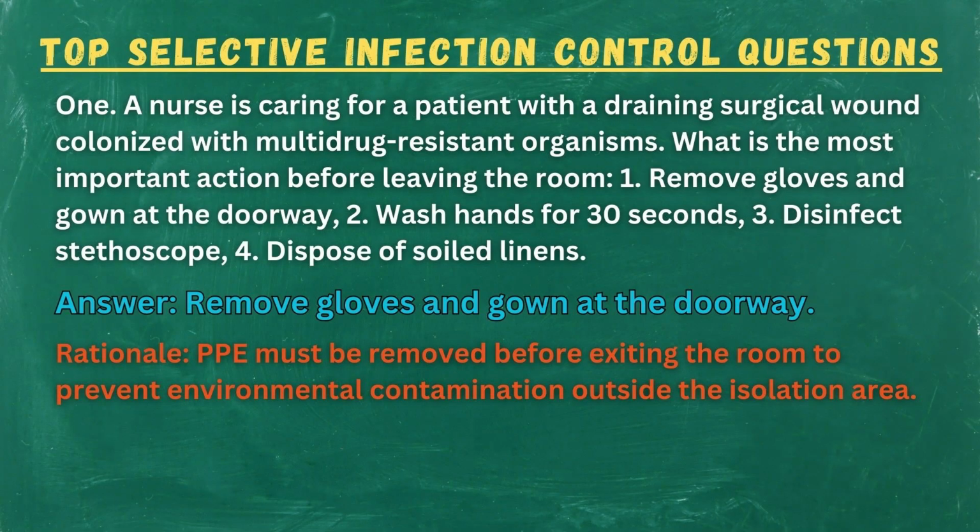1. A nurse is caring for a patient with a draining surgical wound colonized with multi-drug-resistant organisms. What is the most important action before leaving the room? 1. Remove gloves and gown at the doorway. 2. Wash hands for 30 seconds. 3. Disinfect stethoscope. 4. Dispose of soiled linens. Answer: Remove gloves and gown at the doorway. Rationale: PPE must be removed before exiting the room to prevent environmental contamination outside the isolation area.